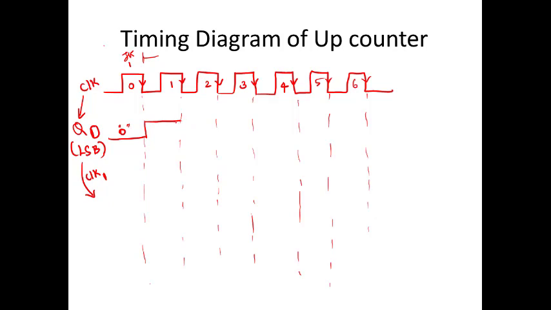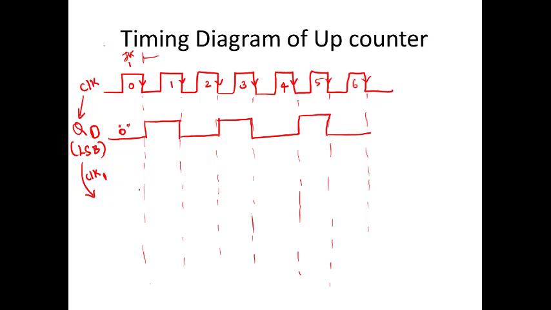And then again J and K is tied together continuously to high. So continuously it will be in toggle mode. So automatically it will traverse between 0 to 1 and 1 to 0 respectively. It will be moving like this. Now this Q0 will act as the clock for the next flip-flop.